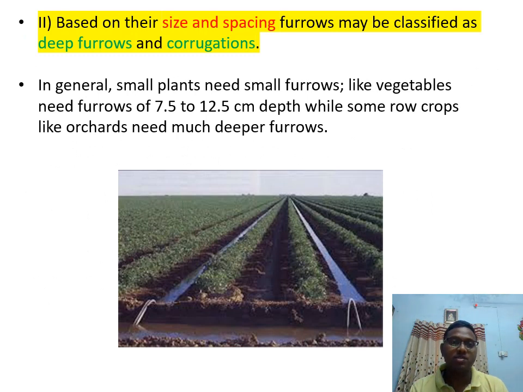Now the second classification is based on the size and spacing of the furrow. On this basis, it is further divided, and the first one is the deep furrow. A deep furrow is nothing but the same as the furrow, the only thing is that here the depth of the furrow is more. In general, small plants need small furrows, like vegetables need a furrow of 7.5 to 12.5 centimeters, while row crops like orchards need much deeper ones. So the deep furrow is applied for orchard crops.